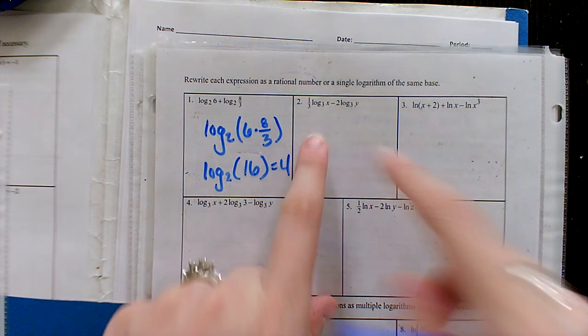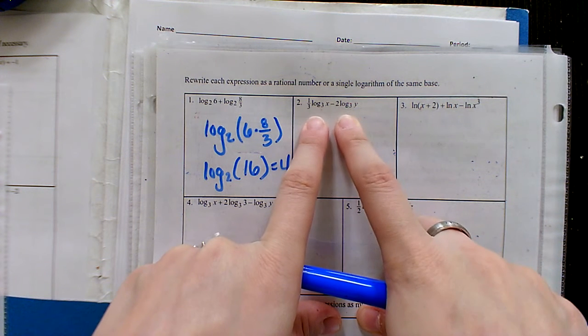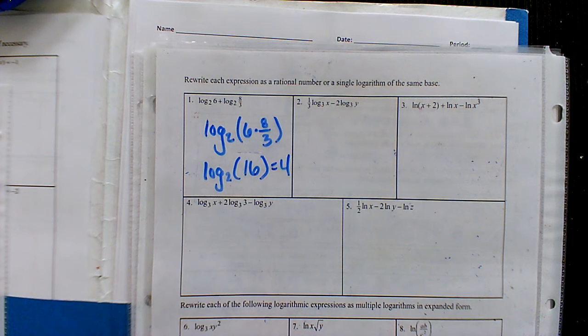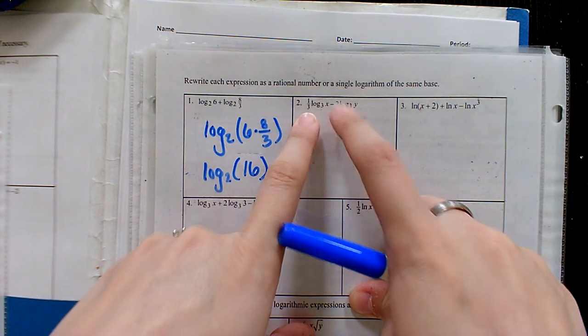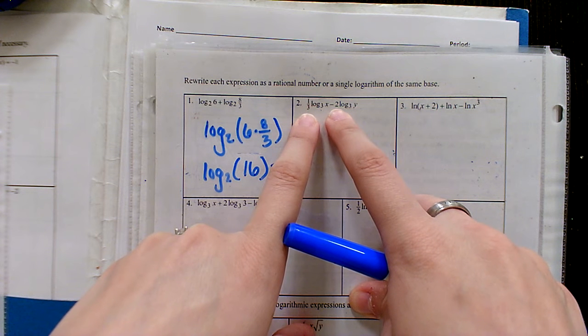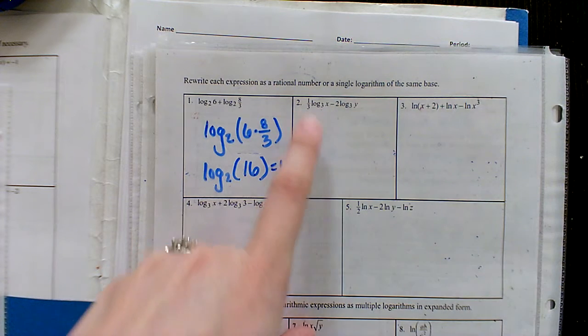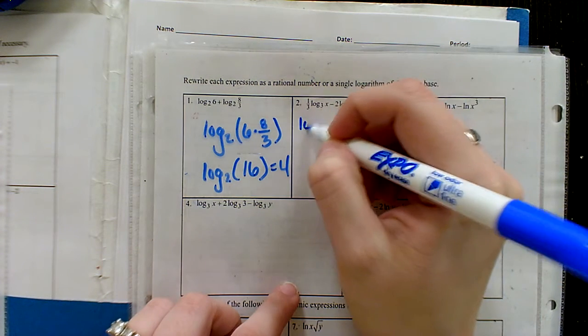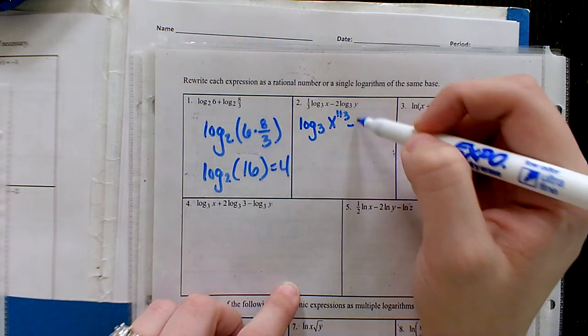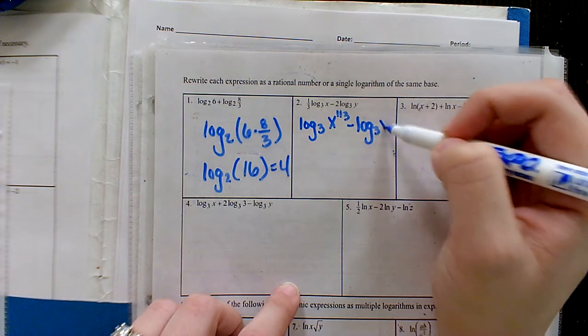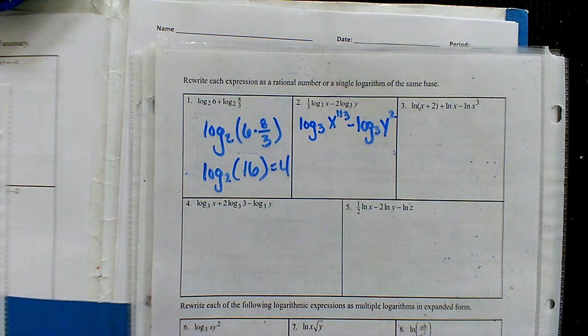All right, let's take a look at the next one. What are some things you guys notice in this logarithmic expression? Go ahead, Rebecca. Well, in front of the log there are 2 different numbers. Okay, so if we have a number in front of a log, where can we move it to? Where was it originally? It was the power of the argument. So this is a log base 3 of x to the 1/3 minus log base 3 of y squared.